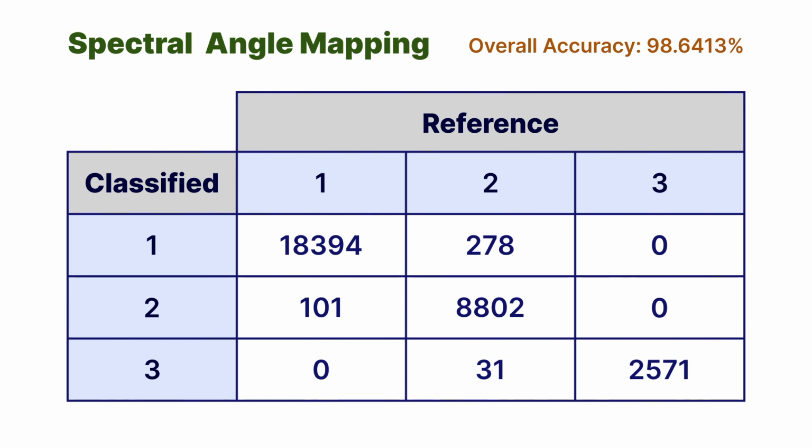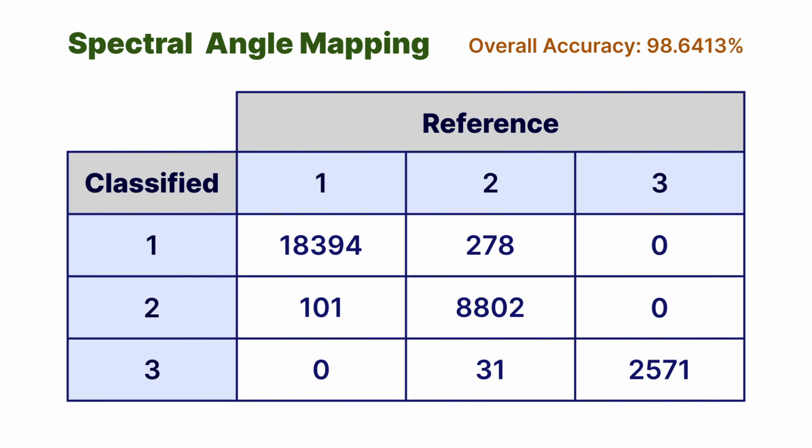Lastly, let's move on to our final classification method and examine the accuracy assessment results for the spectral angle classification. This method takes a different approach to classifying pixels, and it will be interesting to see how it compares to the previous two. Looking at the table, the overall accuracy for the spectral angle classification is 98.6413%. This puts it in between the maximum likelihood and minimum distance classifications in terms of overall performance. Once again, we'll start with the error matrix at the top.